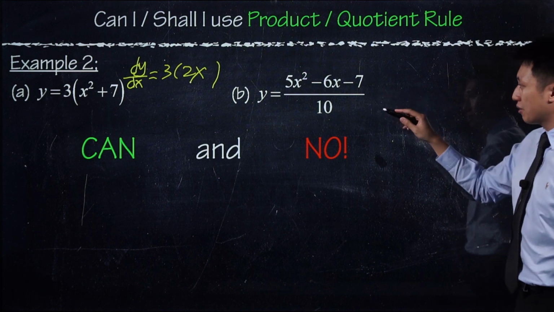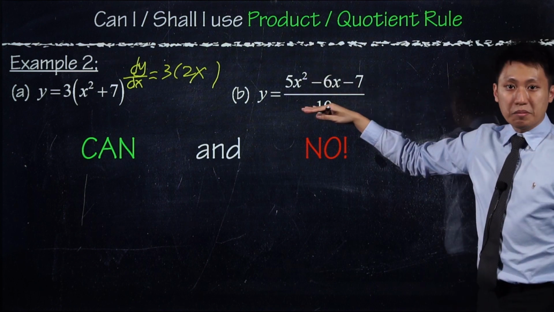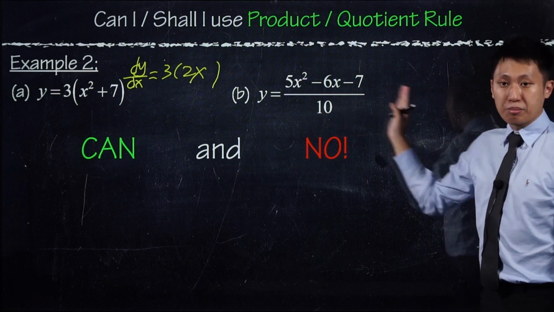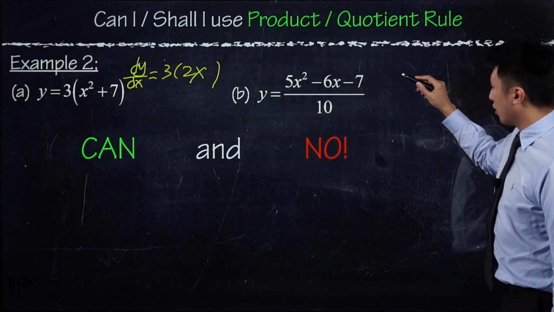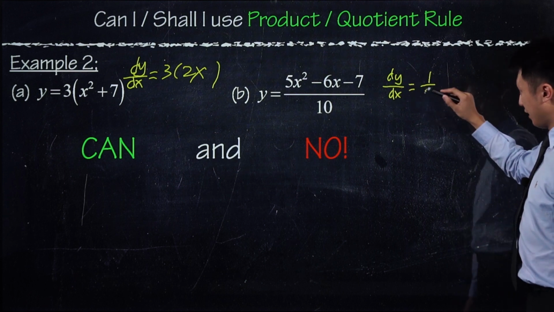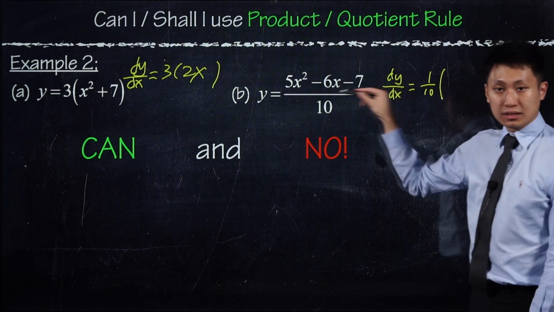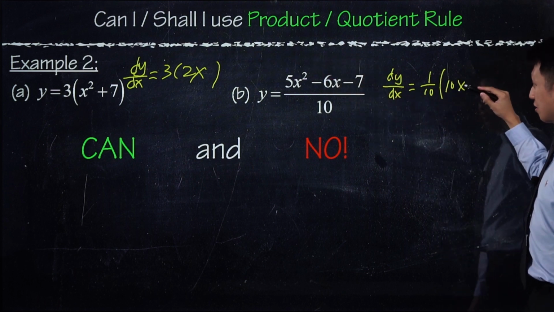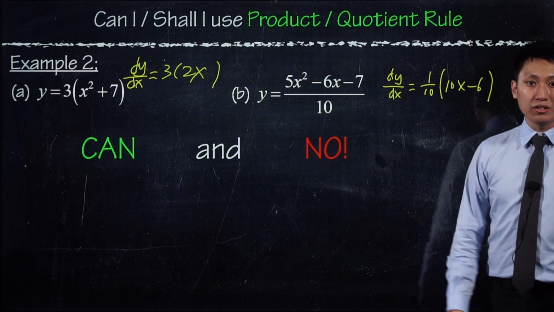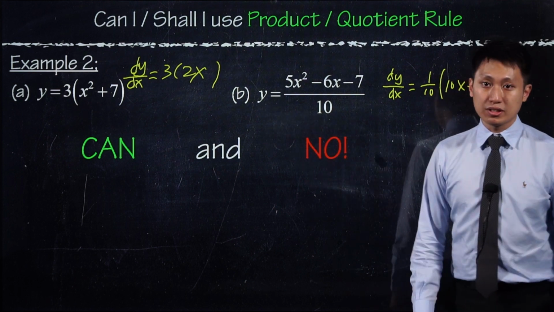How about this one? This one is actually something divided by a number. This is a number, so I can bring it out. So dy/dx is equal to 1 over 10, and I just differentiate this. So it's 10x minus 6. Then I get my answer. So that's so simple. Why do you need to use product and quotient rule?